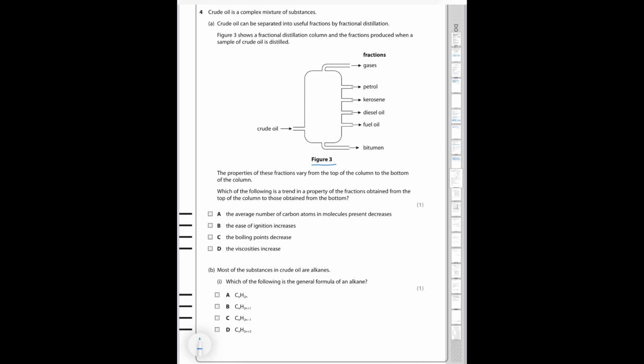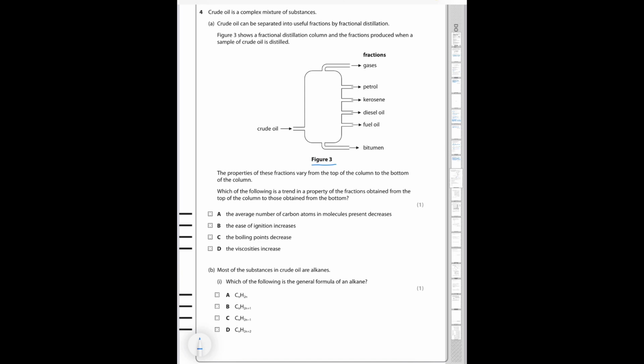Which of the following is a trend in a property of the fractions obtained from the top of the column to those obtained at the bottom? So we're looking for the trend from the top to the bottom of the column. A says the average number of carbon atoms in the molecule present decrease. Well, that's incorrect because they increase down the column.